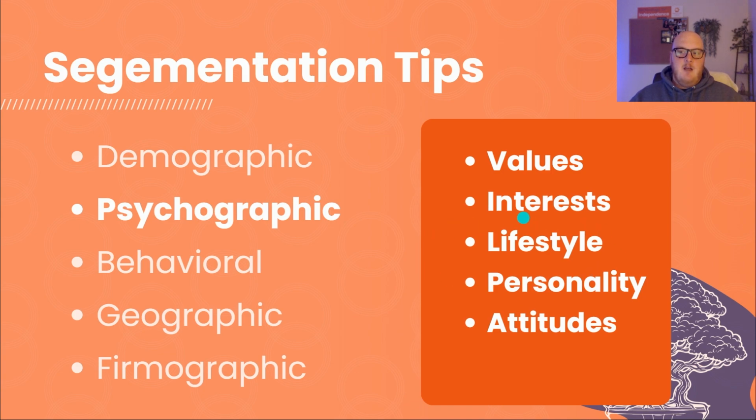Same with lifestyle and personality. Those are just other key aspects. So some people are more introverted, more extroverted. Maybe they like to go party at night. Some people don't like to go party at night. Same with attitudes. This could also be something like having a more positive attitude, more negative, what their thoughts are on a certain topic. This could all be influenced in your segmentation.